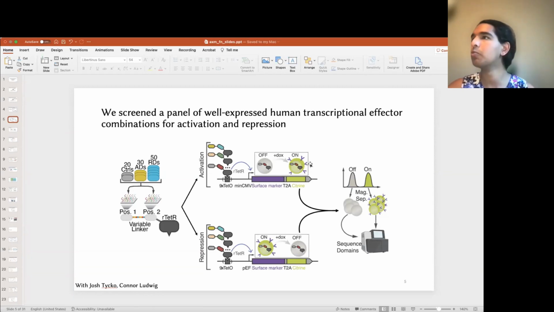I know there was some work recently, and I wish I remembered the author's name, looking at a kinetic landscape of transcription factors, and they found that some TFs predominantly affect one of those two parameters. We just didn't have the resolution in our system to be able to ask the same question.